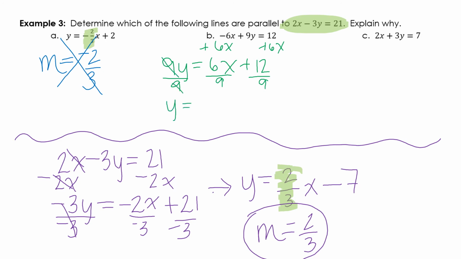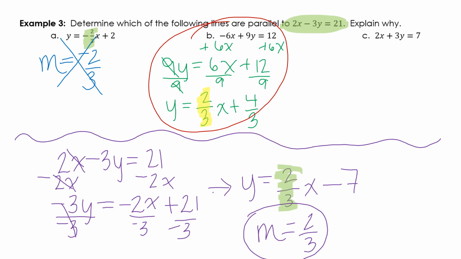6 divided by 9 does simplify to 2/3, because if you divide both 6 and 9 by 3, you get 2/3x. Plus, 9 doesn't go evenly into 12, and that's okay. It's not a big deal. You can simplify it. 3 goes into each of those, so that would be 4/3. What we're looking at is the slope, and the slope of this line is 2/3. So it is the same as our given line. So B is definitely going to be parallel.